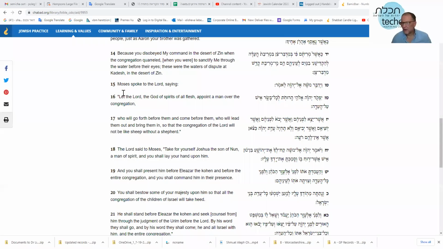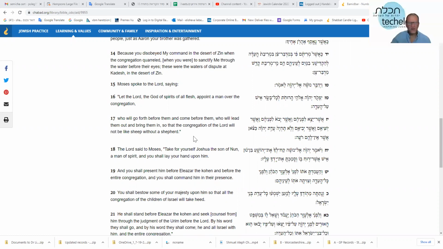Let me just put the pasuk on the screen for you. We're going to go from verse 15. Moses spoke to Hashem, saying, "May Hashem, God of the spirits of all flesh, appoint a man over the assembly, who shall go out before them and come in before them, who shall take them out and bring them in. And let the assembly of Hashem not be like sheep that have no shepherd."